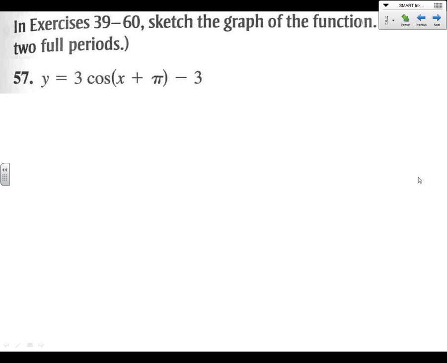For this last problem, 57, we're doing everything. We're doing horizontal translations, vertical translations, amplitude changes, and the period, luckily, still stays at 2 pi. All right, here we go. I'm going to make it big. I'm going to count.